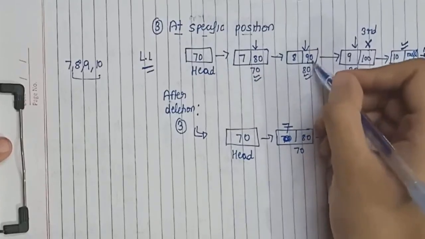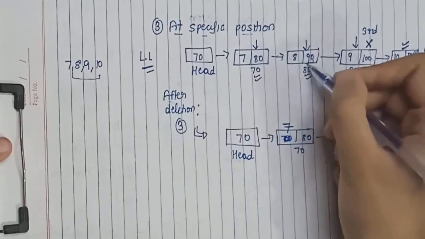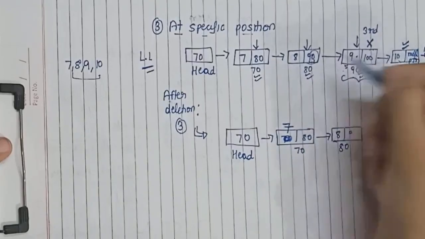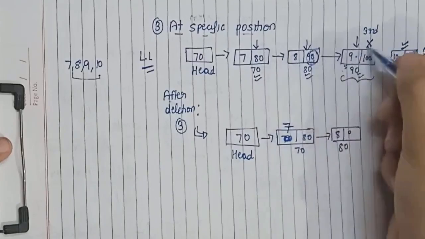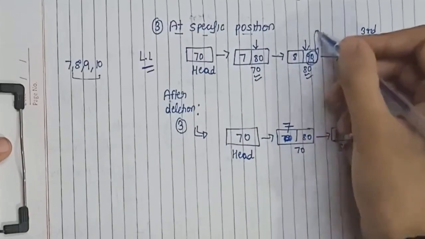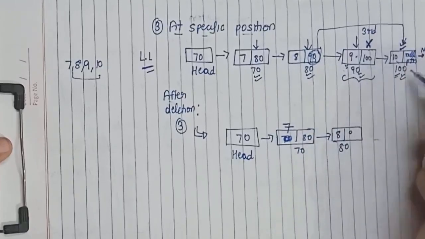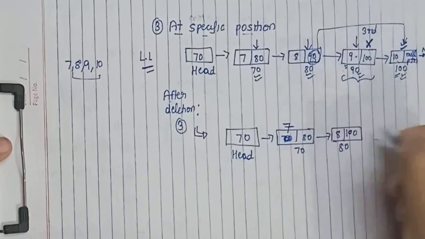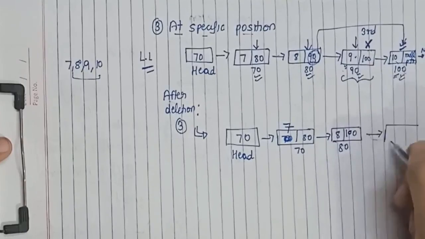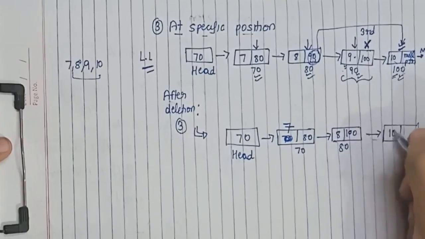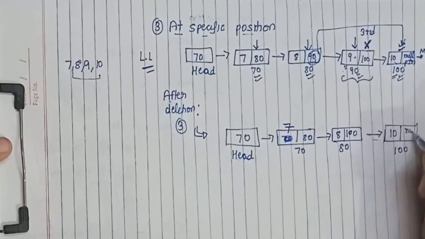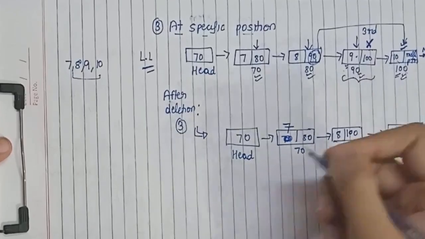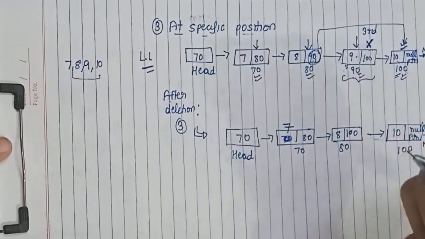So here we will be storing the address of this node in place of this. The address of this node is 100, whereas we were storing 90 here earlier. But now since this node is deleted and this is our third node, we will be storing 100 here. So 100 will be stored here, and the third node, as I have told you, is 10. This is 100, and this is null pointer again. This is pointing to null. So this will be our linked list after deletion.